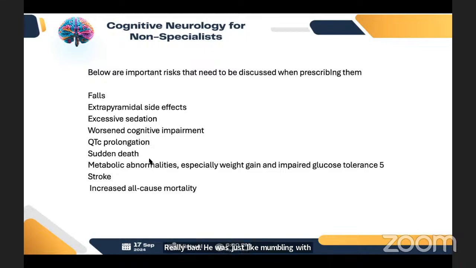You have to look for QTc prolongation, as there is a risk of sudden cardiac arrest and sudden death. There is the risk of metabolic abnormalities. It might worsen diabetes, hypertension, and dyslipidemia, as well as cause weight gain and higher chances of stroke. So overall, it will increase all-cause mortality. Keep in mind all those risk factors when you're prescribing those medications.